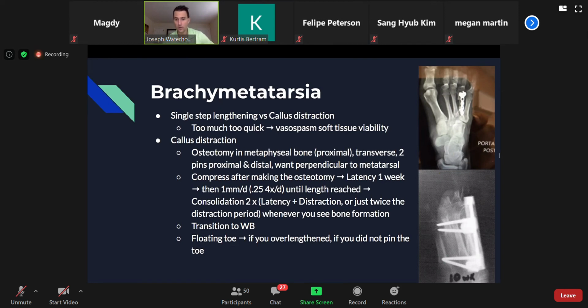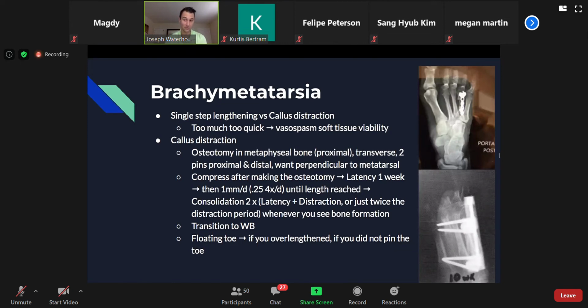What consolidation means is it's consolidating, right? So you need to be able to see osseous formation. You're not going to see that for a while. But once you do, then you can start transitioning them to weight bearing partially on it. As far as the consolidation number, if you were given specific numbers on the exam, the way McLamb describes it is the latency period plus the distraction period, and it's twice that. Whereas in the past, at school, we learned that it was just twice the distraction period. That's going to vary a little bit.